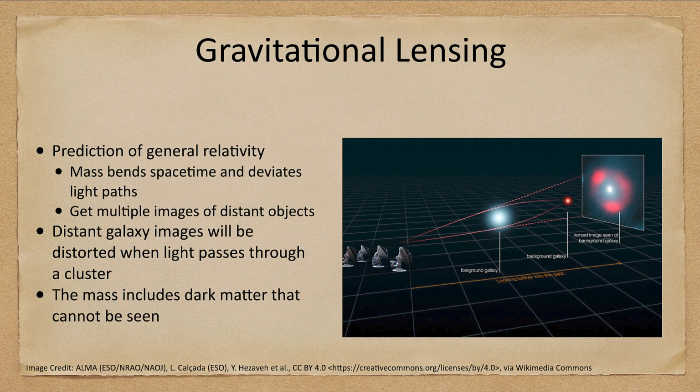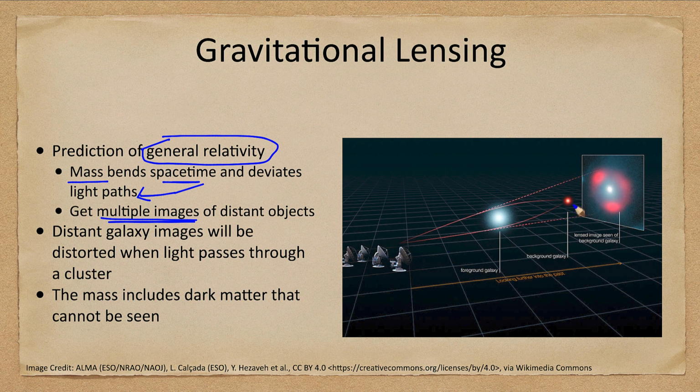Now we can also learn about galaxies through gravitational lensing. Gravitational lensing is a prediction of general relativity. And if you remember, we've looked at this previously. Mass will bend space-time and deviates the path of light. And that means we will get multiple images of these distant objects. The distant galaxy images are distorted.